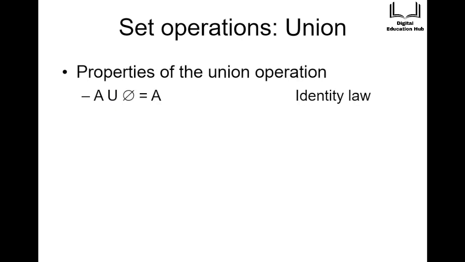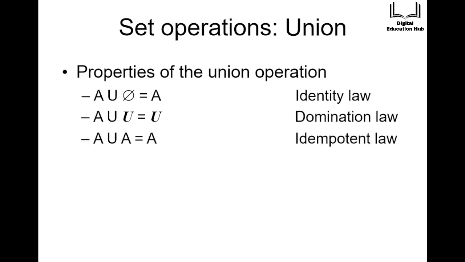With this we can derive the various properties of the union operation. The first property is A union null, that is, set A union the null set equals A, and this is called the identity law. A union with the universal set is nothing but the universal set itself. Since the universal set is dominating, this is called the domination law. If you take the union of set A with itself, the result is set A itself, and this is called the idempotent law.